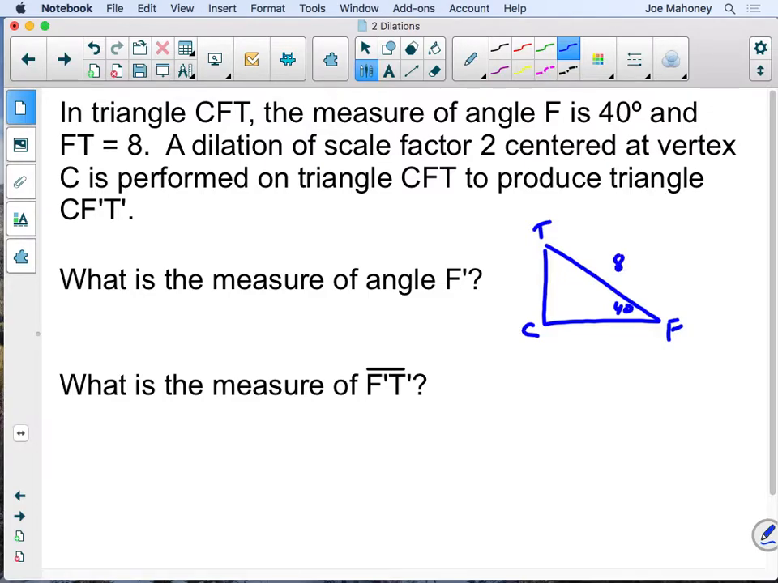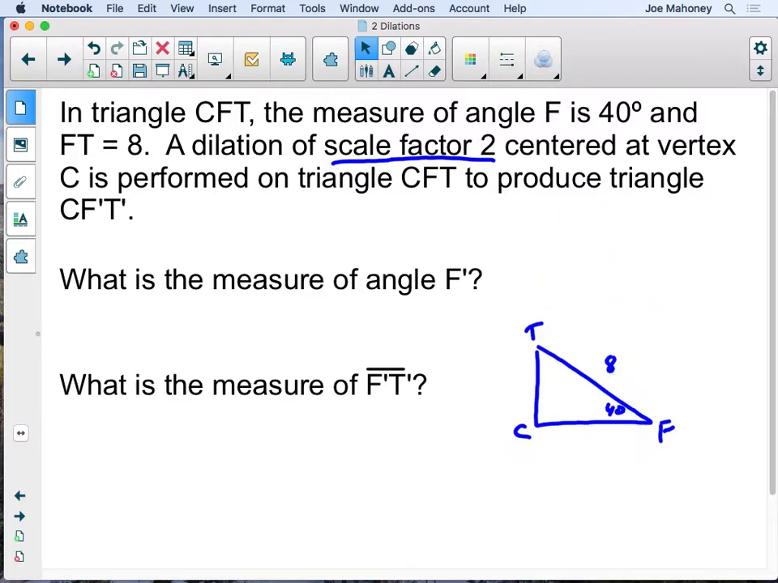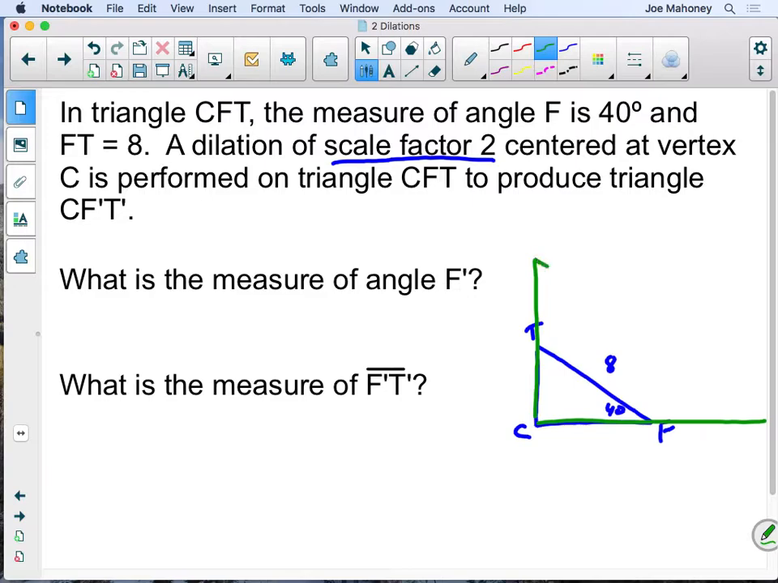So if I do a dilation of scale factor 2, so I'm going to make the triangle twice as big, and it's going to be centered at vertex C. So maybe our dilated figure, now I'm going to move this down a little bit, looks something like this. I got to multiply that distance by 2. Got to multiply that distance by 2. Got to multiply that by 2. So my green triangle is going to be triangle C, F prime, T prime.